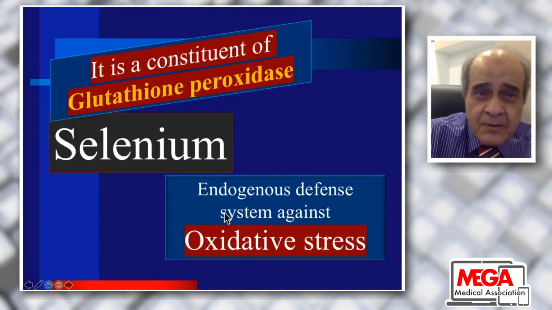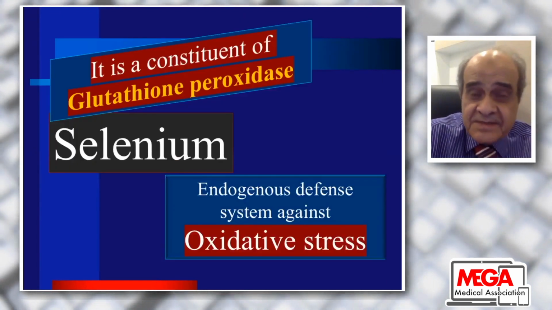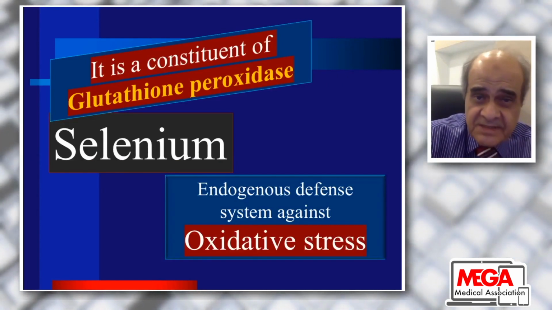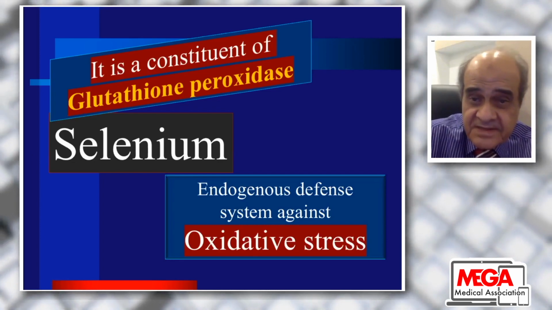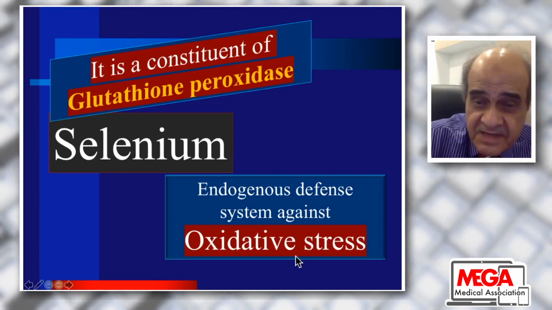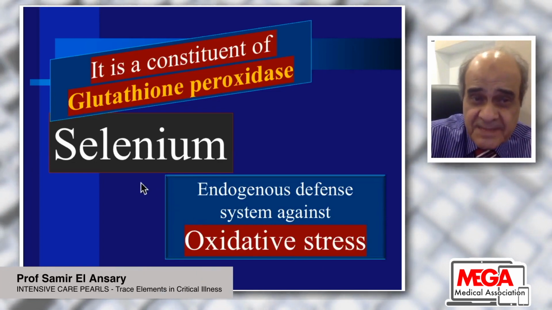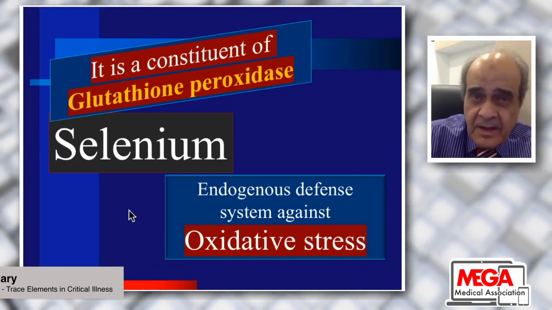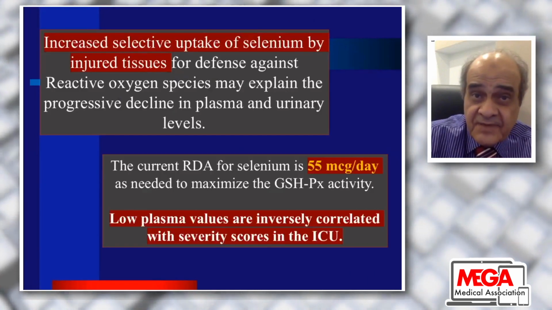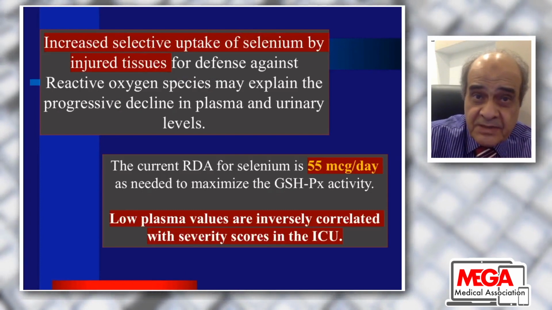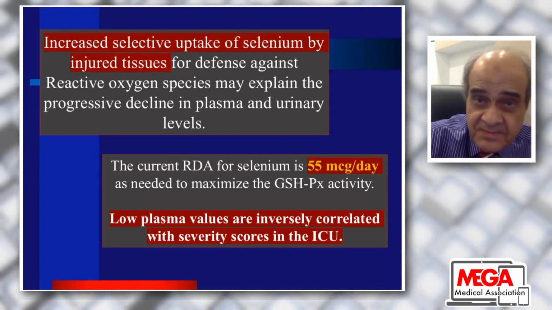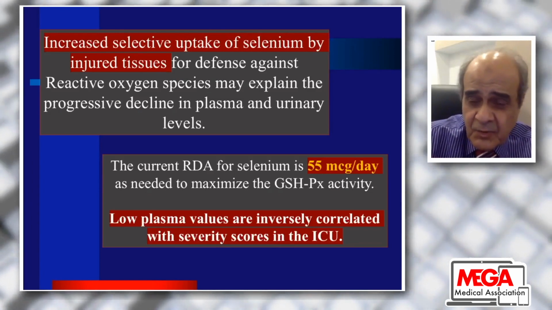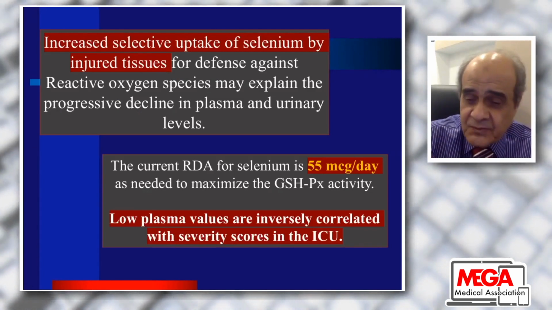Selenium is a constituent of the fourth trace element, which is essential for the endogenous defense system against oxidative stress, and this is the most important trace element as an antioxidant in the body. Increased selective uptake of selenium by injured tissue for defense against reactive oxygen species may explain the progressive decline in plasma and urinary levels, because selenium is shifted from blood to the injured tissue.